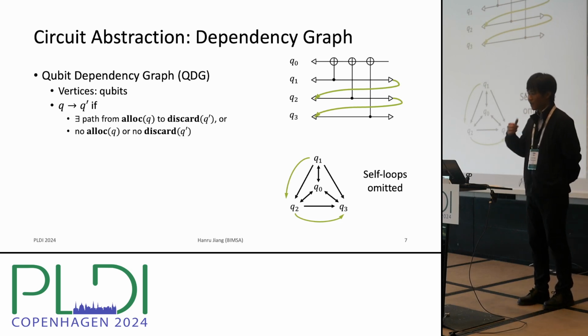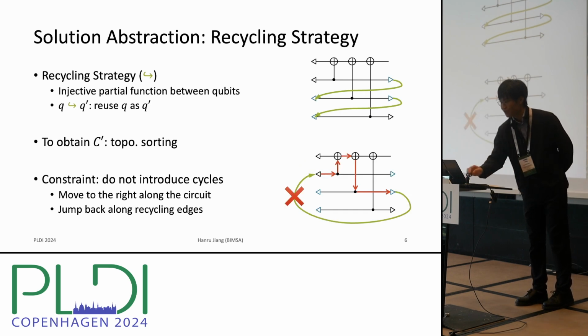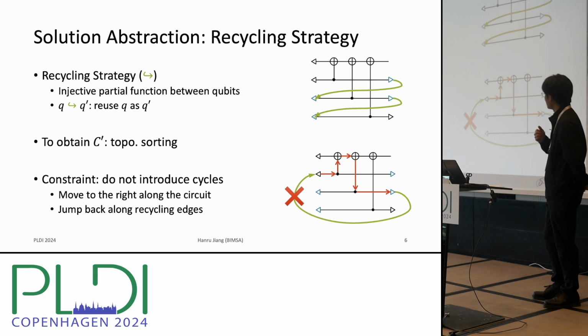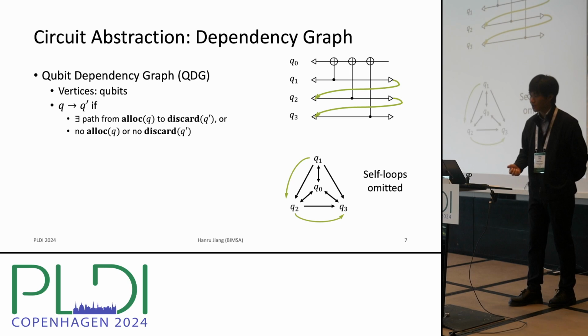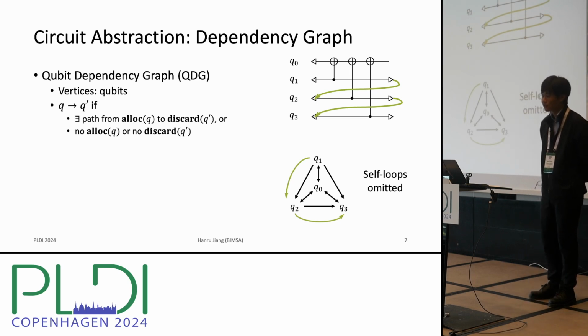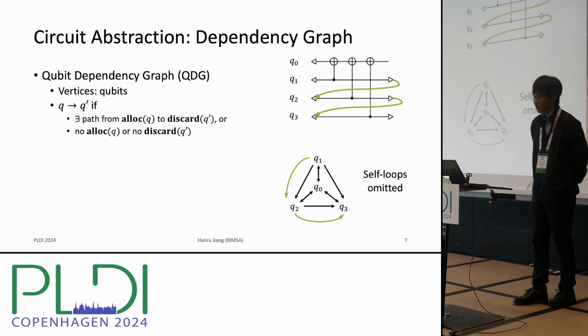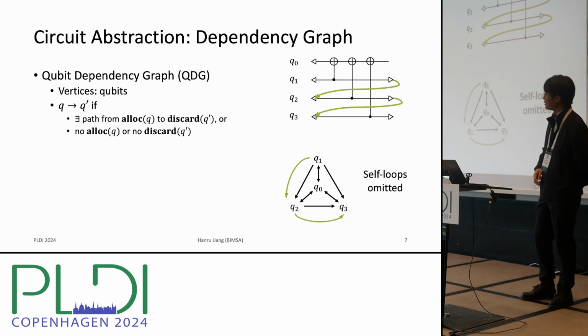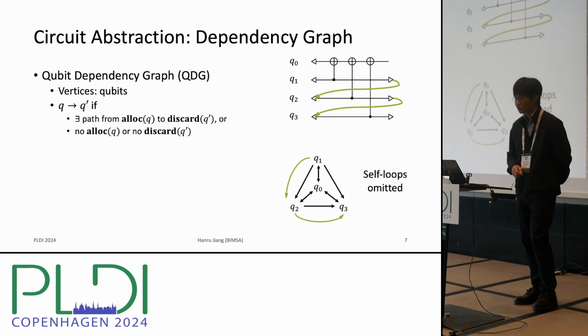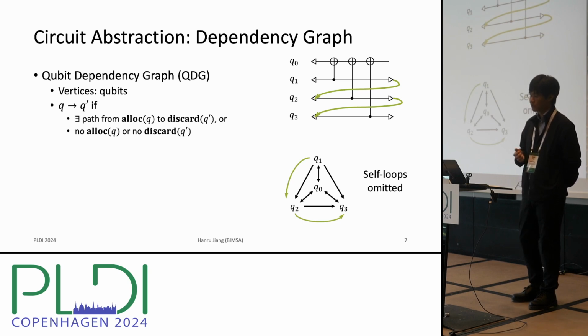So from the last slides, it is clear that what really matters in the circuit is whether there is a path from one qubit to another. So we can further abstract our circuit using a dependency graph. The vertices in the dependency graph are qubits, and an edge from q to q prime exists if either there is a path from allocation of q to discard of q prime, or q is an input qubit. That means there is no allocation of q, or q prime is an output qubit. That is, there is no discard of q prime.